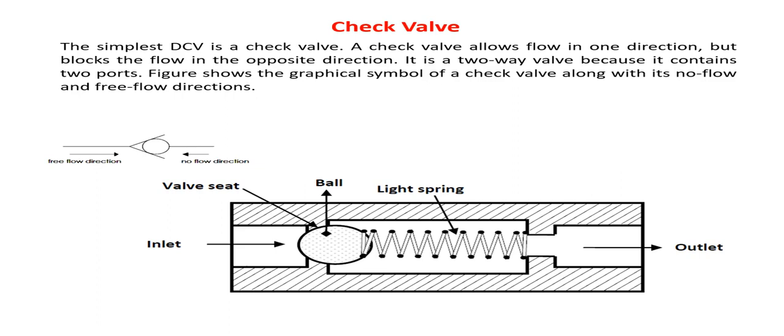You can see that there is a free flow direction on one side, but the other side, that is the reverse flow of the fluid, is not allowed. So this valve will help the unidirectional flow of the fluid in the circuit.